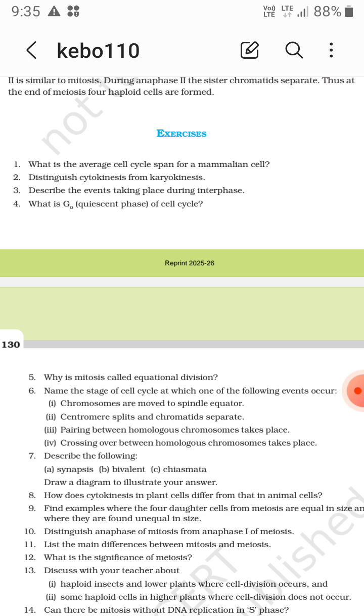In many cases, cytokinesis does not follow karyokinesis, so the polyploidy condition occurs, that is multiple sets of chromosomes, mostly in plants. You will learn it in the 12th class NCERT.